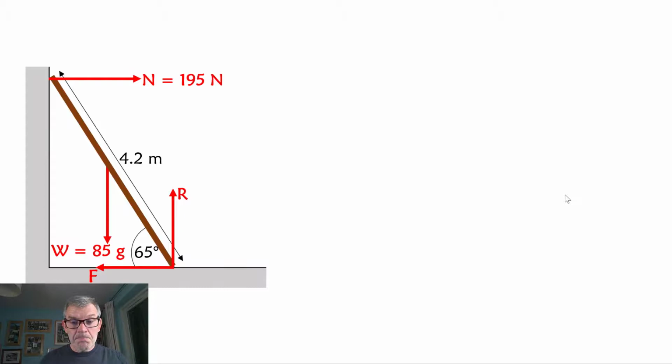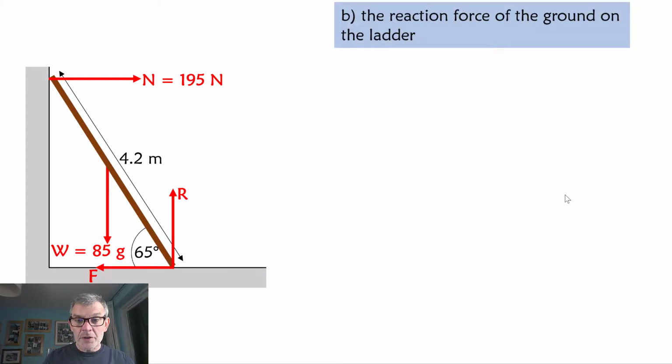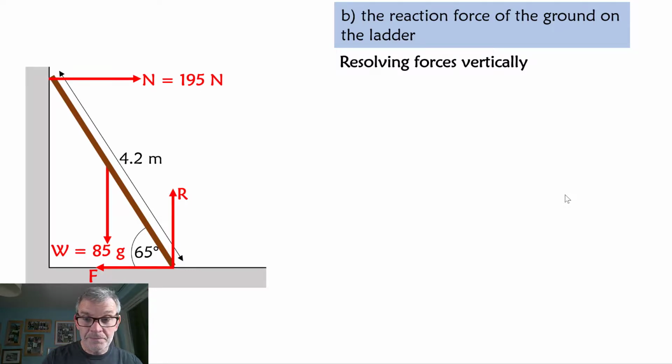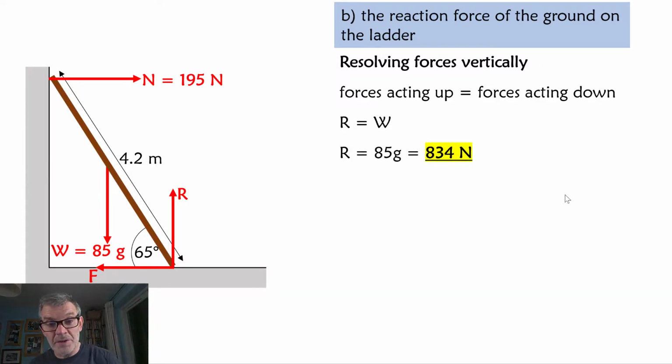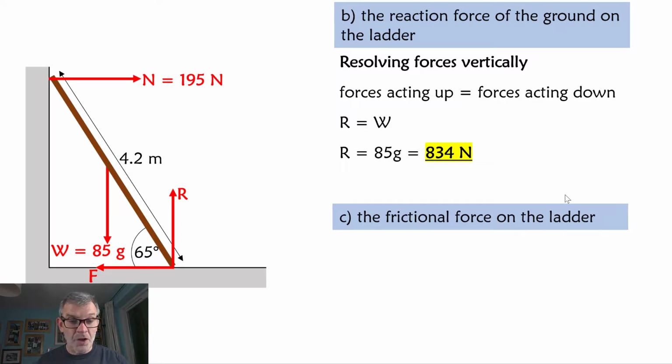Okay, so part B then. We've got to find out the reaction force of the ground on the ladder, R. One of the other conditions for equilibrium, remember, is that forces acting in any particular direction will balance. So if we take the forces vertically, there are only two forces acting vertically. There's R and there's W. The forces acting upwards are equal to the sum of the forces acting downwards. The forces acting upwards is R. The total forces acting downwards is W. So we can simply say that R is equal to 85g, which is equal to 834 newtons.